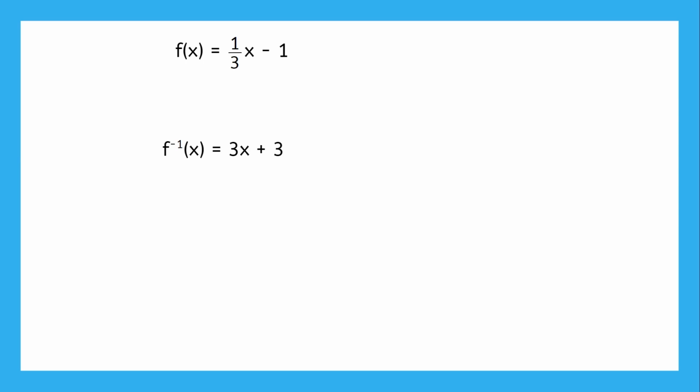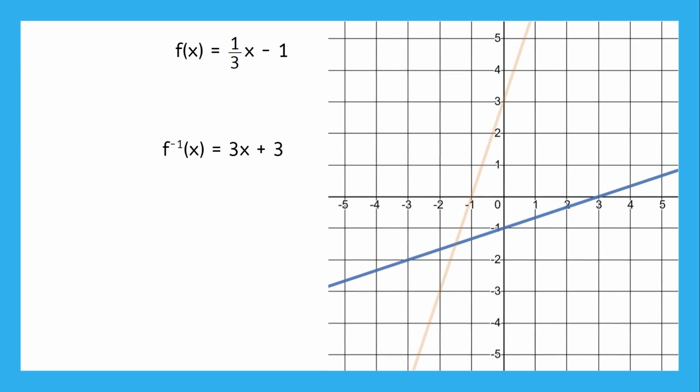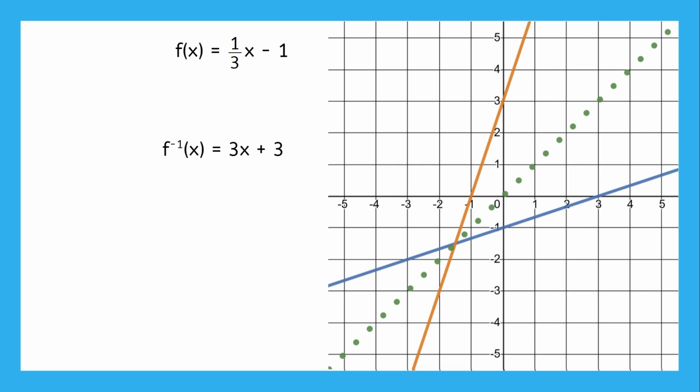We can also see that these are inverse functions by graphing them. Here's the original function, here's the inverse function, and here's the line of reflection, y equals x. It looks like a proper inverse, but just to be on the safe side, we could even check some points. The point -3, -2 is on the original function, and its swapped form, -2, -3, is on the inverse. 0, -1 is paired with -1, 0, and 3, 0 with 0, 3.